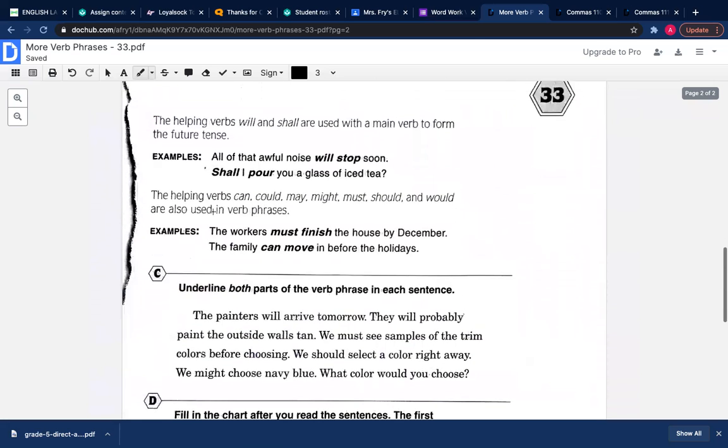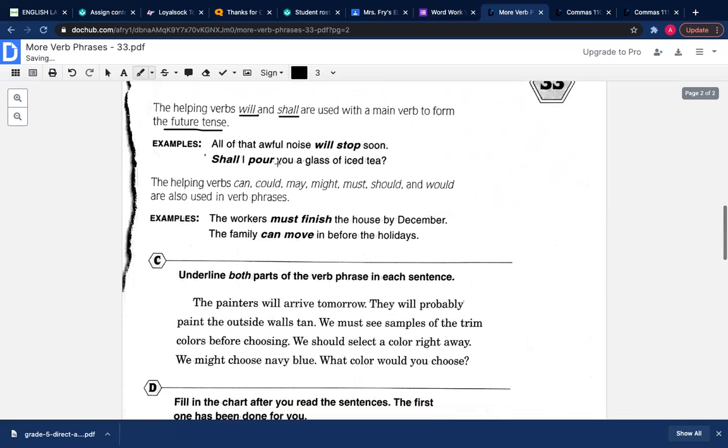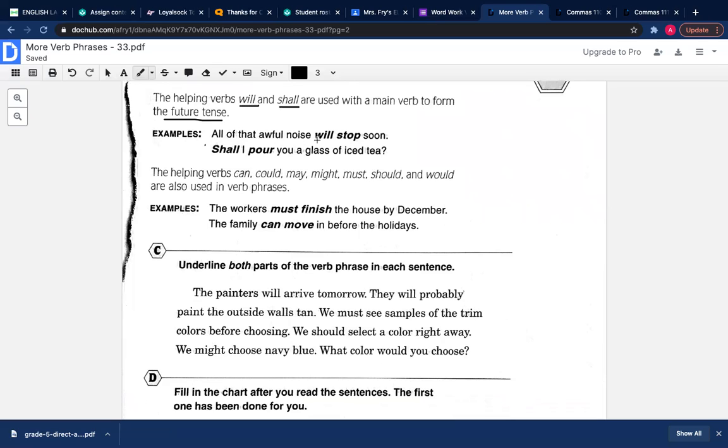Okay. In the next one, the helping verbs will and shall are used with a main verb to form the future tense. We already talked about that before, okay? We always need will or shall to show future tense. Examples: all of that awful noise will stop soon. Or, shall I pour you a glass of iced tea? Okay, that is indicating it will happen in the future. It will stop soon. It's not yet. Right now it's going, but in the future it will stop. Shall I pour you a glass of iced tea? It hasn't happened yet, but it will happen in the future if you tell me yes.